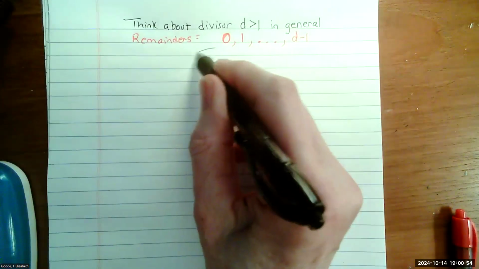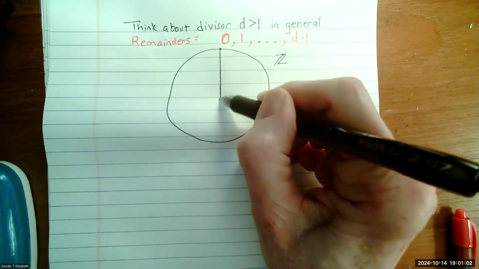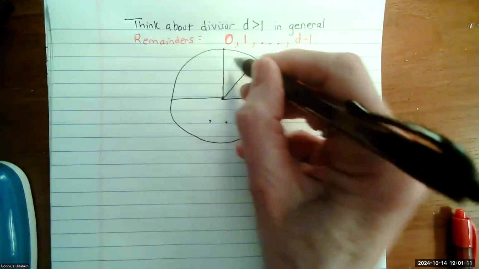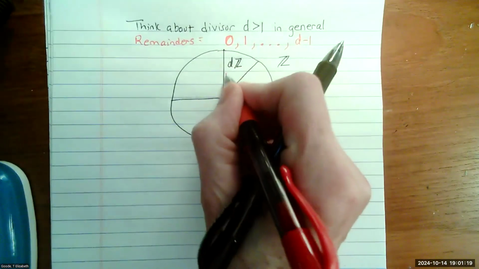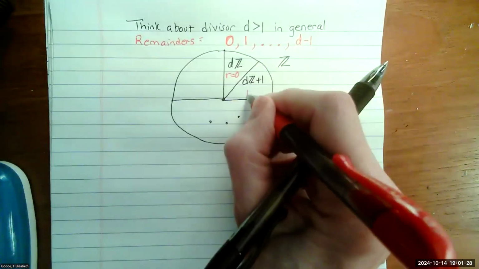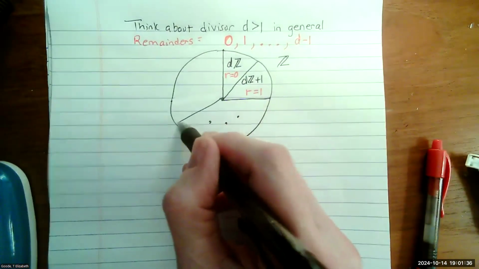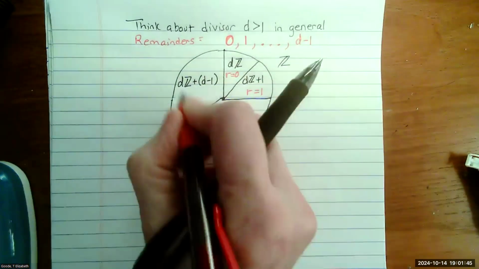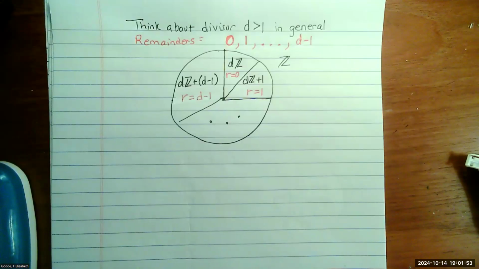And you can think about the integers as being a big pizza. Each slice would be one of the remainders. Like dZ, all the multiples of d. That's when the remainder is 0. dZ plus 1. These would be the integers that yield a remainder of 1 when they're divided by d. All the way up to, I didn't mean to make this look like it's exactly half, because it's not really like that. But dZ plus the biggest remainder, which is d minus 1, would be the last slice in this pie. And there are always d classes.